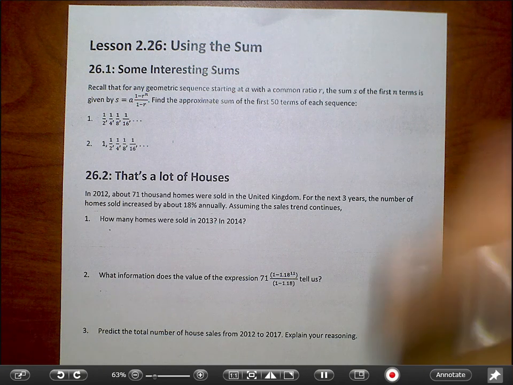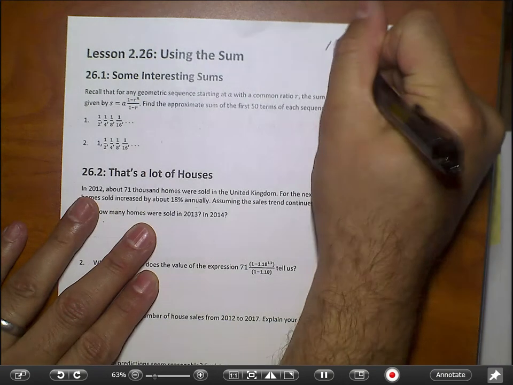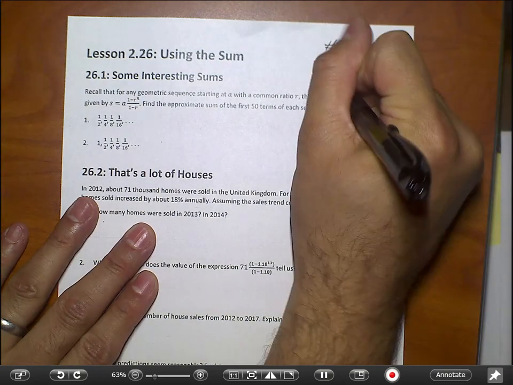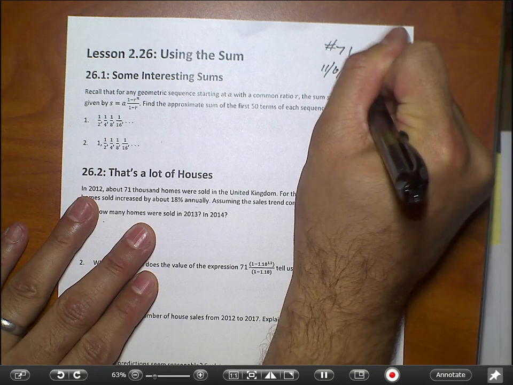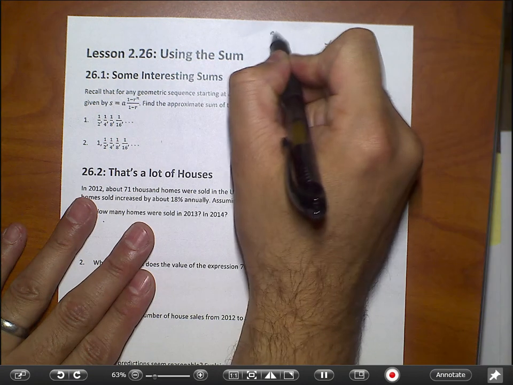Okay, so today we have this one, page 71, hashtag 71, today's date, 11/6/2019. And this one is going to be my 8th hour.